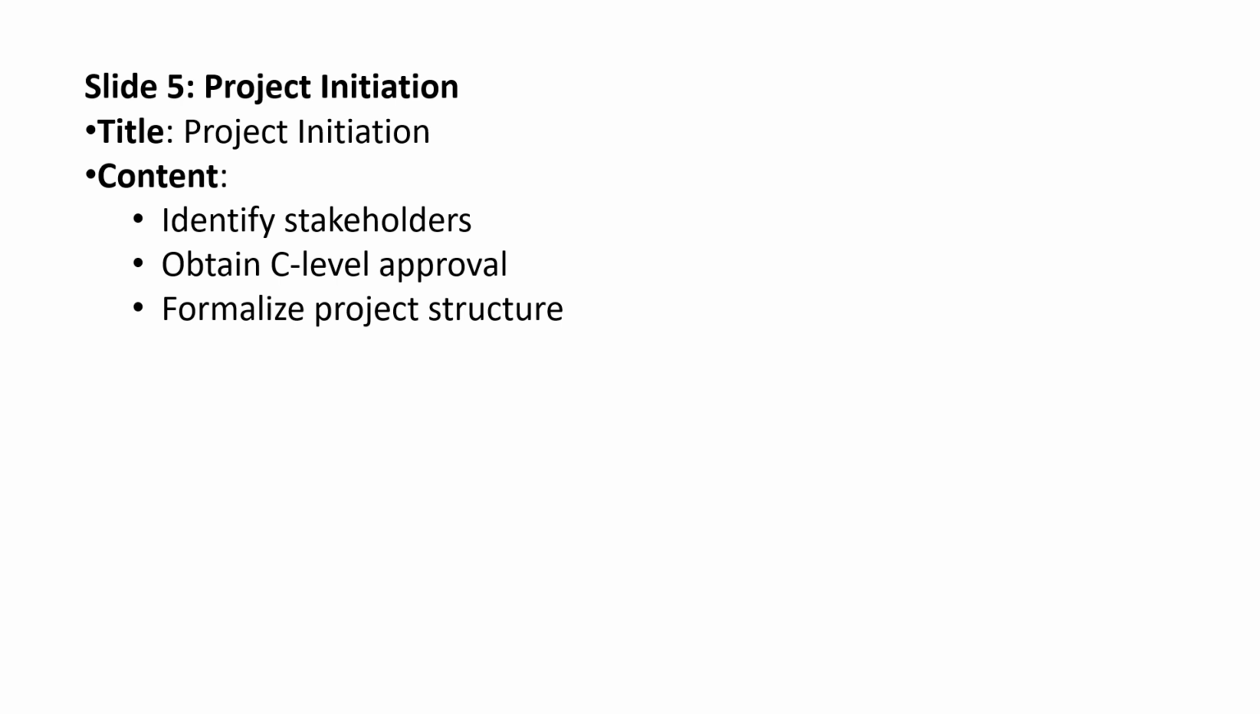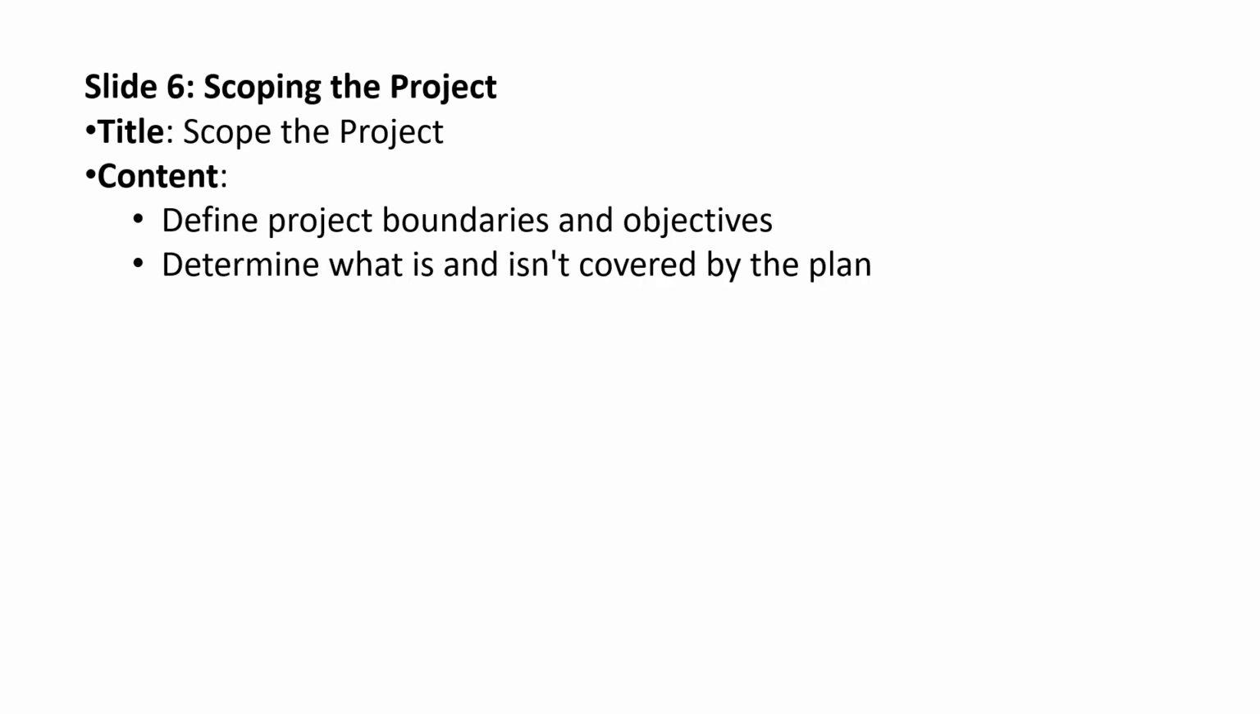Project initiation. Project initiation involves the following steps. The first step is identifying the stakeholders of the project. Second is obtaining C-level approval, like the approvals from CXOs, like CEOs, CTOs, CISOs, etc. Formalize project structure. Scoping the project. Define project boundaries and objectives. Determine what is and isn't covered by the plan.